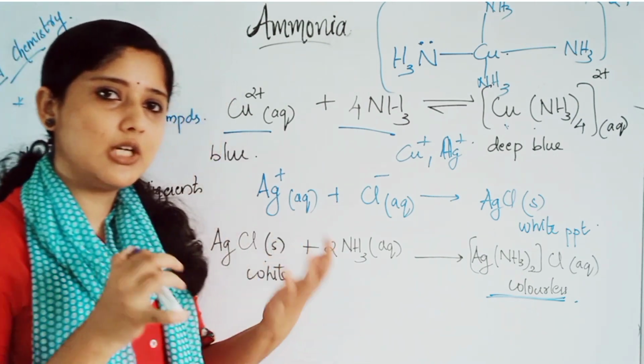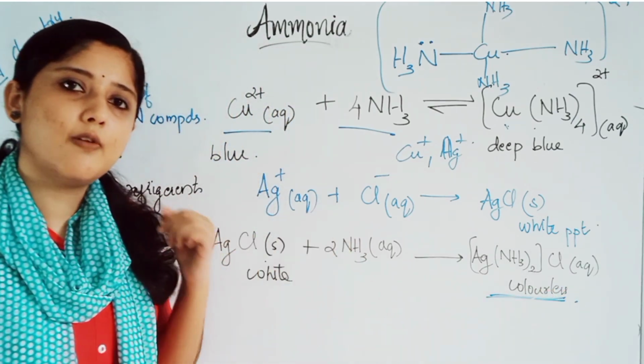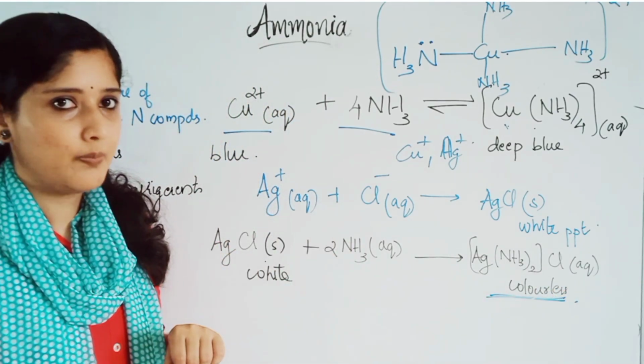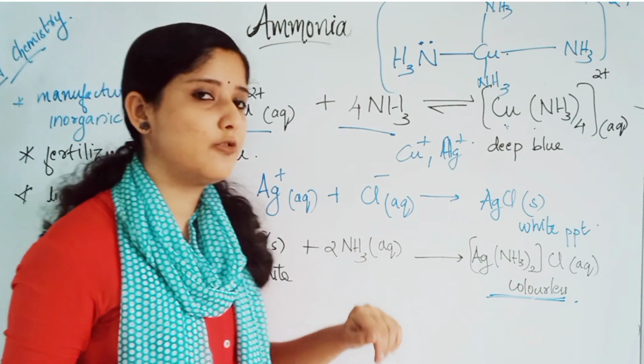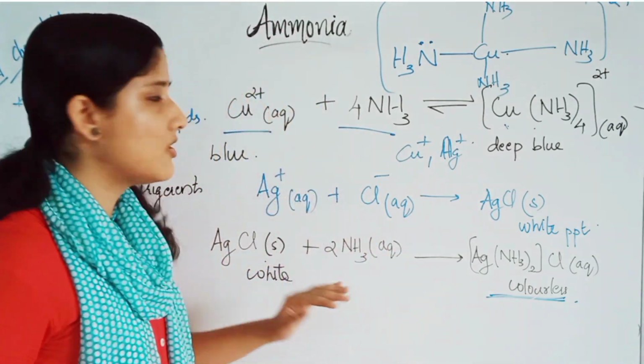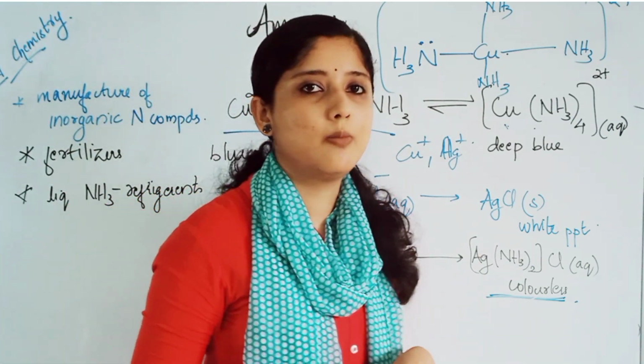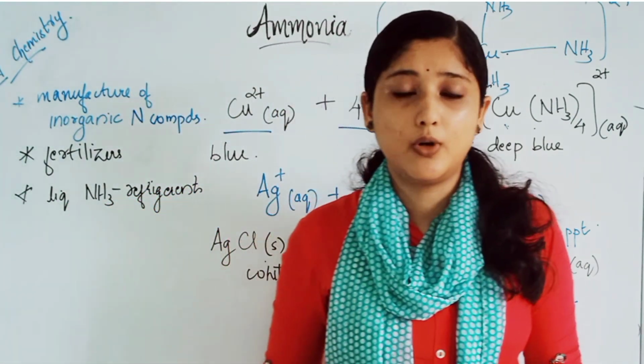When that solution changes to a colorless solution, we can detect the presence of silver in that metal solution. Also, for the detection of metals, we can use these reactions. These are the main reactions of ammonia. Now let's study the uses of ammonia. What are the important uses of ammonia?